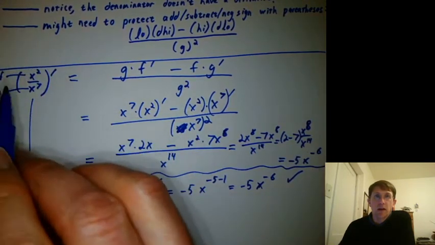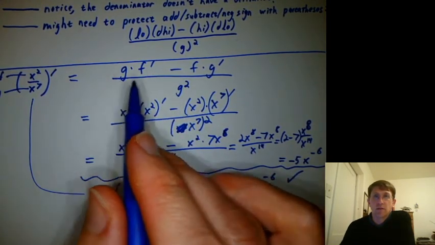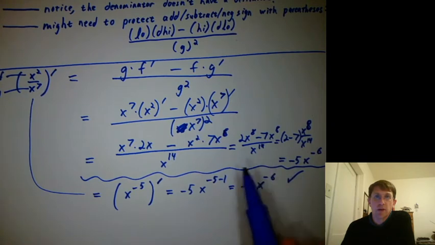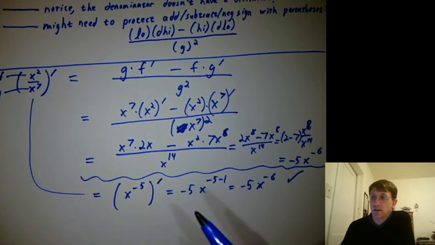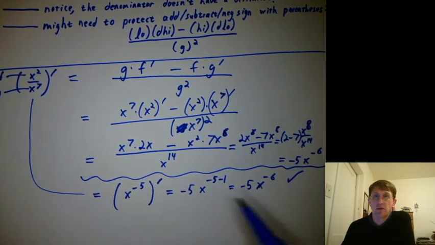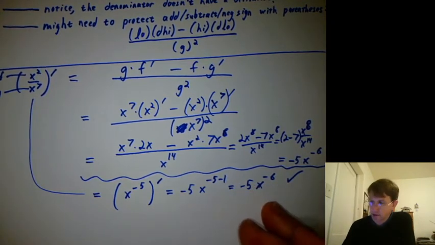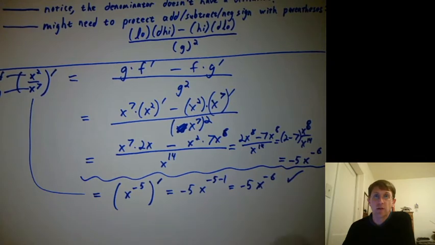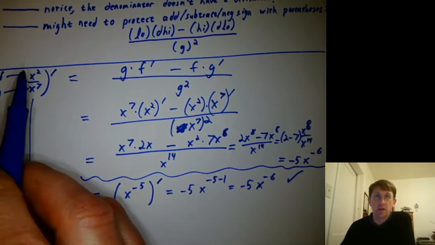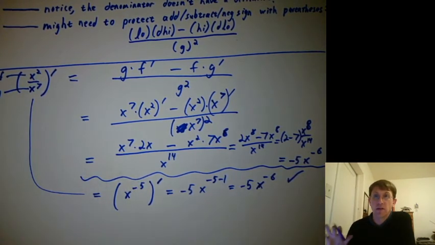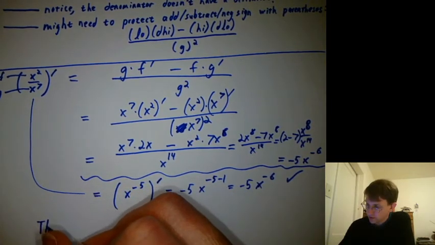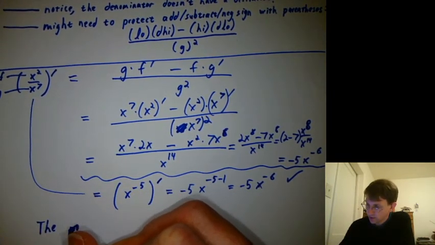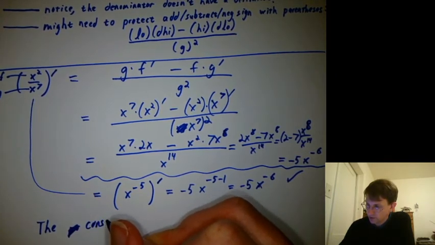So I chose this example because you can do it with the quotient rule without too much trouble, and you can also simplify it ahead of time and then just do the power rule on it. So what this is teaching us, and it's not a grand coincidence, is that the power rule works for negative integers as well as for positive integers. Remember, we're calling that the constant power rule.